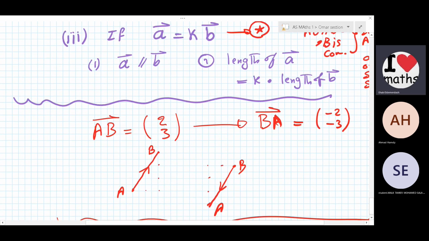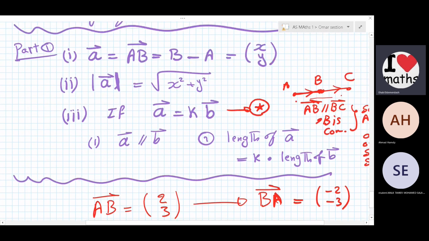ها طيب انا عايز بس الناس كده follow up again. First one, how to identify the vector? It's final minus start. How to find the magnitude? It's the square root of x squared plus y squared. If there are two parallel lines, يبقى one vector is equal to a constant times the other vector يا عمر. خلاص؟ And all of the rest are additional information, like if they are parallel or in opposite direction, it will be like the negative will affect.